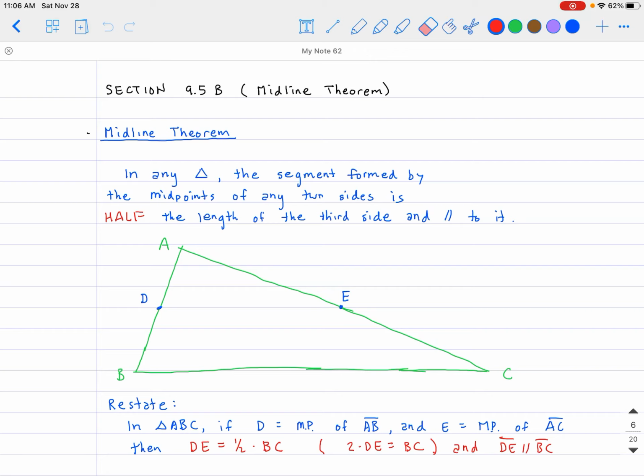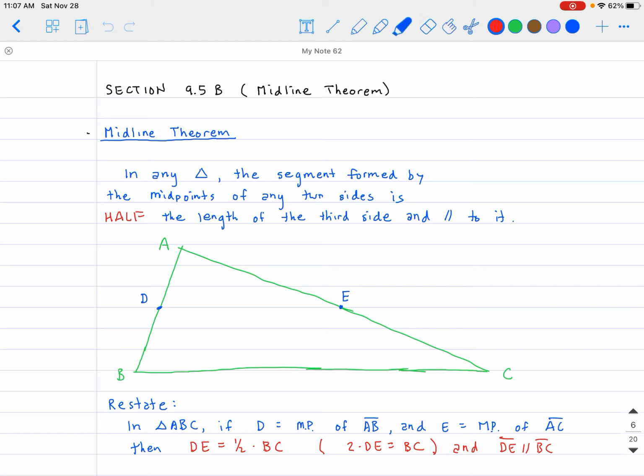The first one is what is known as the midline theorem. That was something that I wanted to split into the second part just to make it a little bit easier for you guys. In addition to that, there's also defining what a trapezoid is. That is something that we didn't do earlier, so we're going to go ahead and do that this time too.